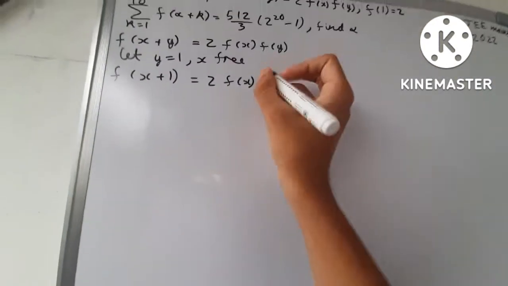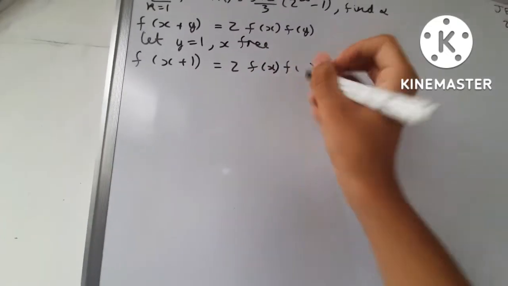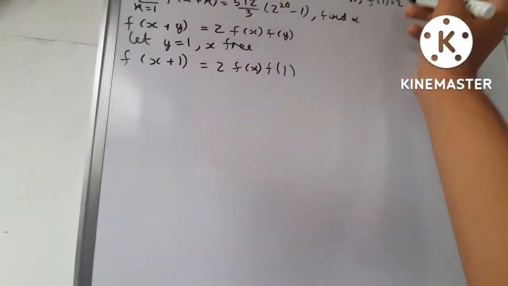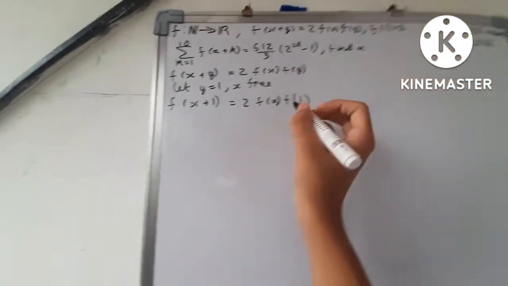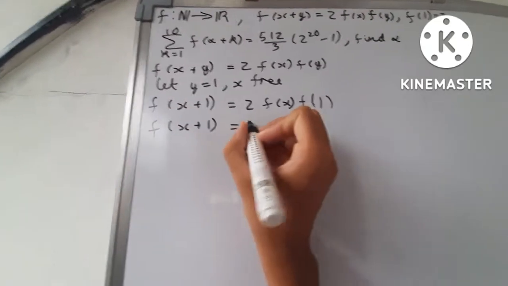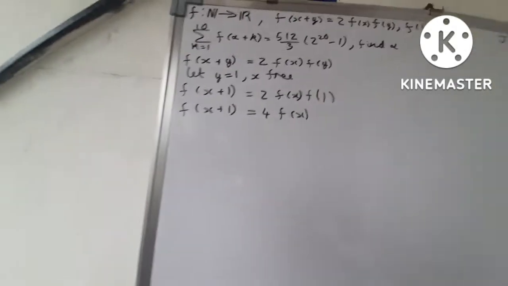Domain, I remember calculus. f of y is f of 1, since we set y equal to 1. Now we know that f of 1 is equal to 2 from the question, so we can simplify that. f of x plus 1 is equal to 4 times f of x. Hopefully you can see how we got that.